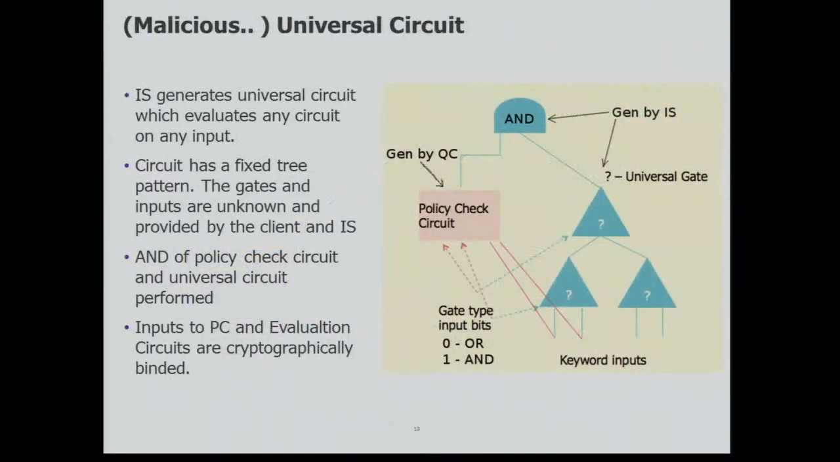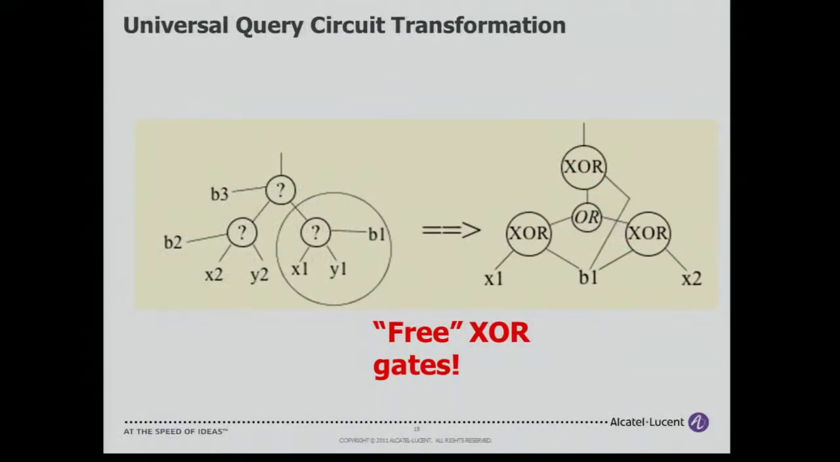Okay, and sort of as a picture, you can look at it as here. So this is the universal circuit. So this is a question mark gate that the index server does not know how to program. Right, and the input of the client programs these gates. Right, this is a single bit that programs an AND gate or OR gate, and that same input, because we run one OT, is guaranteed to be fed into the policy check circuit. Okay. And then in the end, you do a conjunction of those things. So it all works out, but even better, this universal gate can be implemented at no cost, like this, with free XORs.